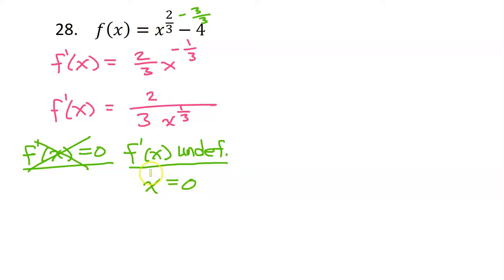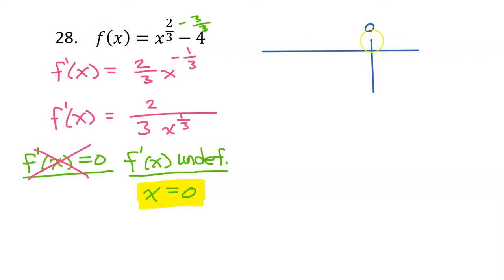So we have one critical number to put on the number line to make a sign chart. So there is 0 sitting on your number line. We only need one row because the only factor we need to worry about is x to the 1/3 power. Make sure you label your sign chart as f prime.